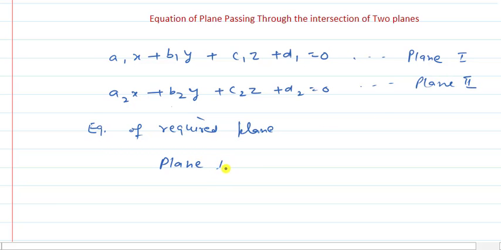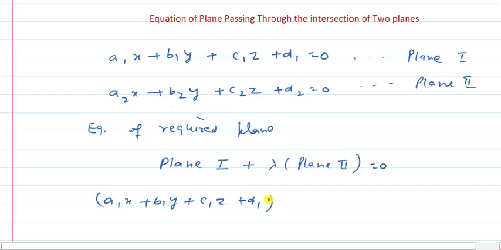So the formula says plane 1 plus lambda times equation of plane 2 is equal to 0. This equation, plane 1 plus lambda times plane 2 is equal to 0, is the equation of the plane which passes through the intersection of these two planes, meaning a1x plus b1y plus c1z plus d1 plus lambda times (a2x plus b2y plus c2z plus d2) is equal to 0.